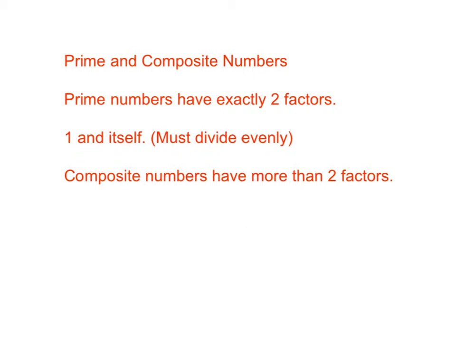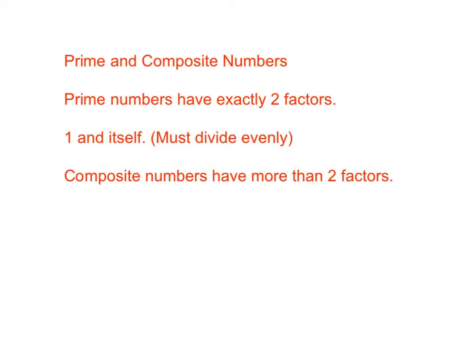The other important concepts that we need to talk about are prime and composite numbers. A prime number is a number that has exactly two factors, 1 and itself. What that means is that the only way to get that product is to multiply 1 by that number. And that number must divide evenly as well, which means you can't use fractions or decimals to get that number. Composite numbers are numbers that have more than two factors.